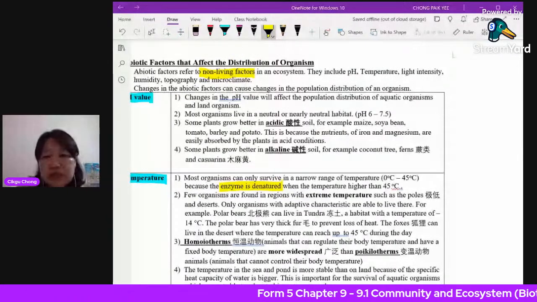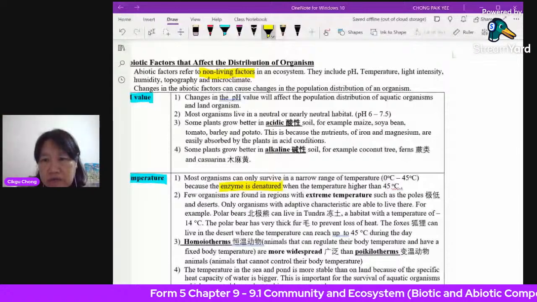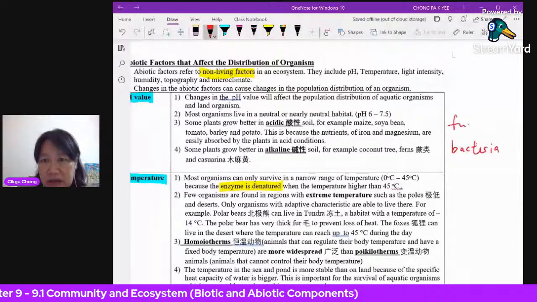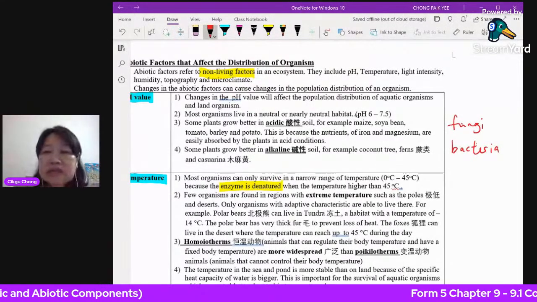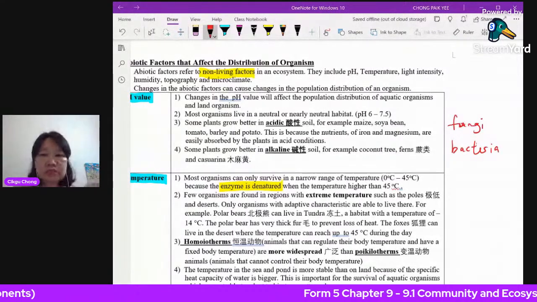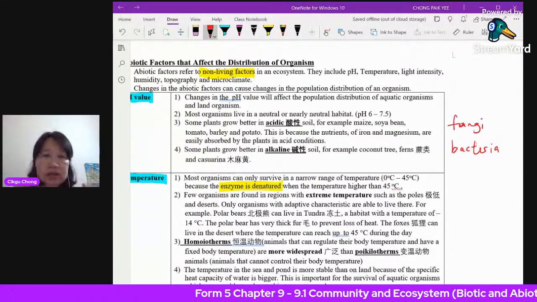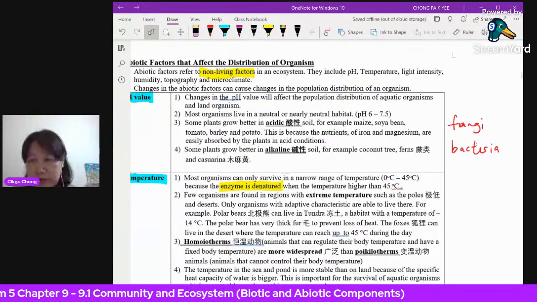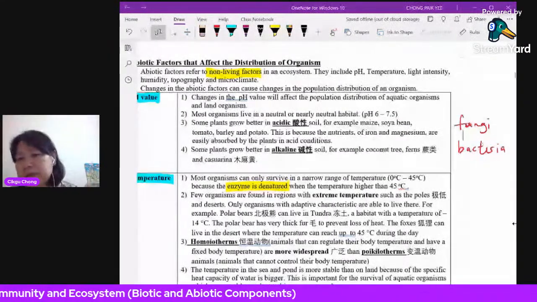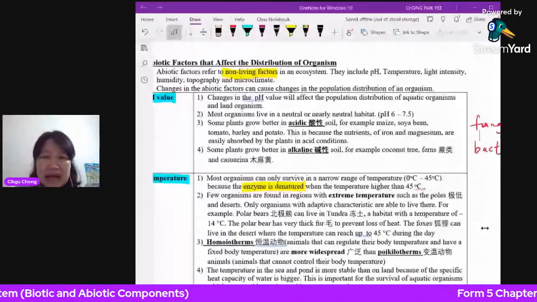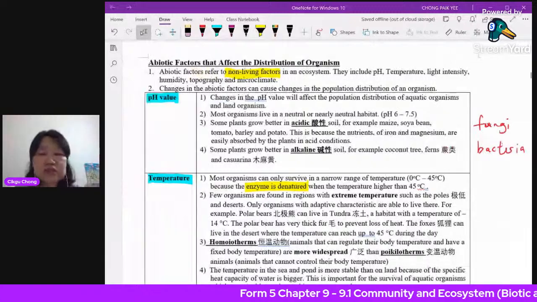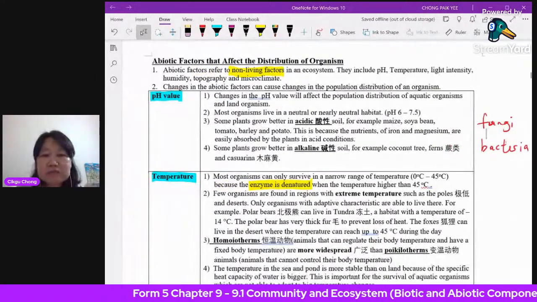Bacteria prefer a more alkaline environment, whereas fungi prefer a more acidic environment. They live better in that more preferred pH condition. So that's all you need to remember. No need to remember the specific plants for alkaline and acidic environments. But you're not farmers, right? If you're farmers, then you need to know. You don't need to.